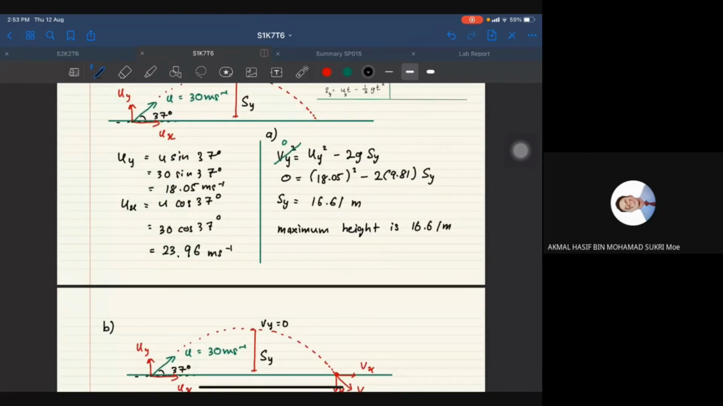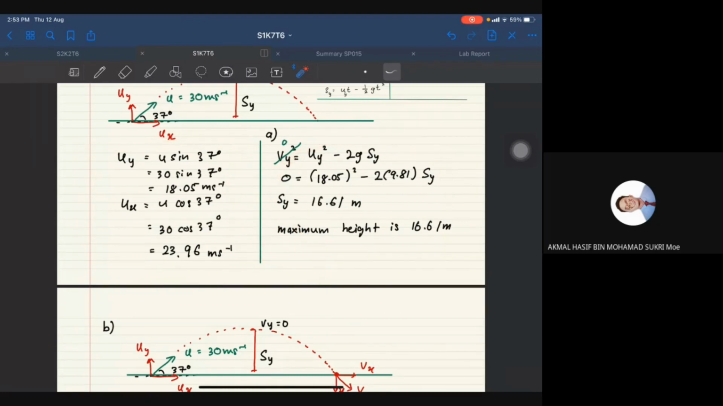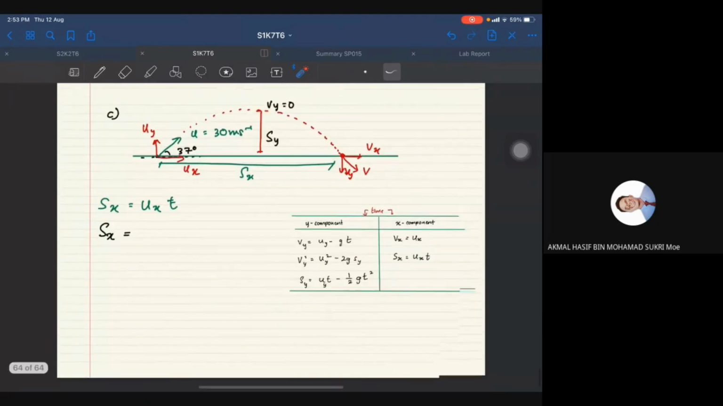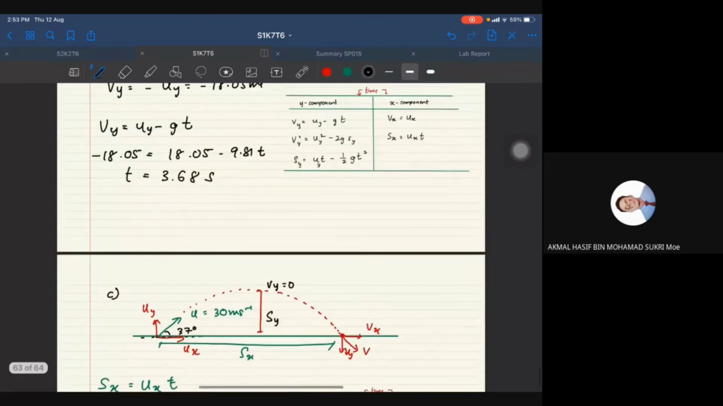And then sometimes bila kamu kira ni, katakan bawah ni kamu buat semua salah kan? Most of the time kamu mesti dapat satu markah dekat sini. Sebab benda ni memang kena pakai, kena buat. So 23.96. So buat di atas ni. Time tadi 3.68.